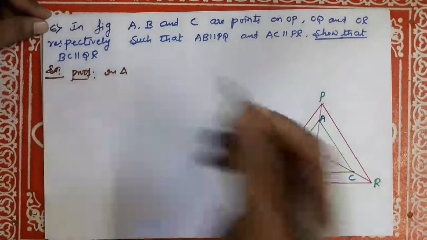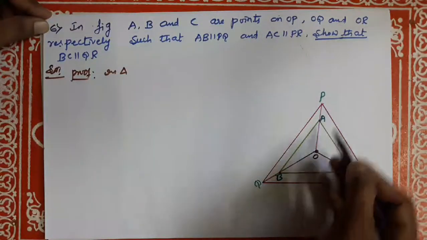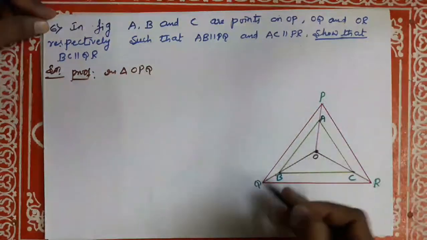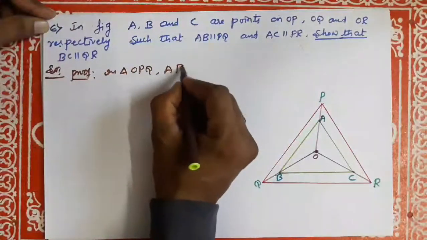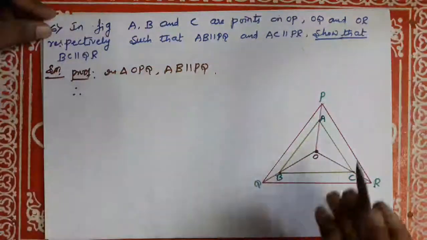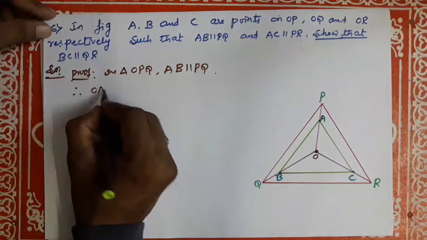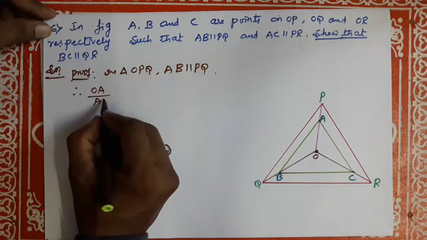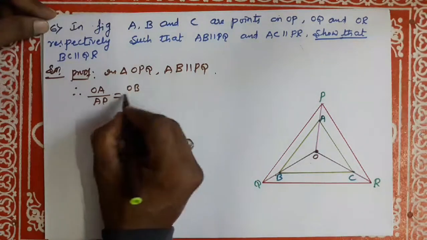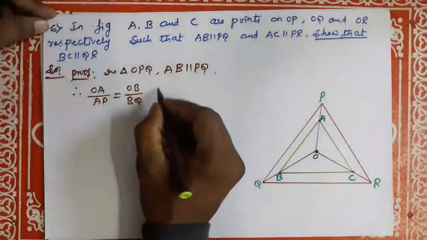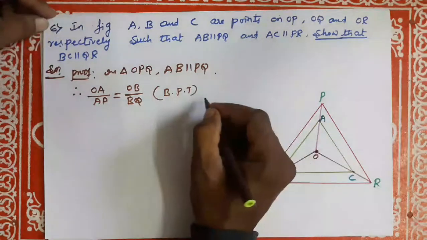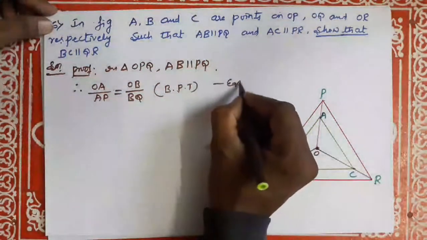In triangle POQ, or you can take OPQ. In triangle OPQ, AB is parallel to PQ. Therefore, OA by AP is equal to OB by BQ. By the basic proportionality theorem we obtain this. Equation 1.